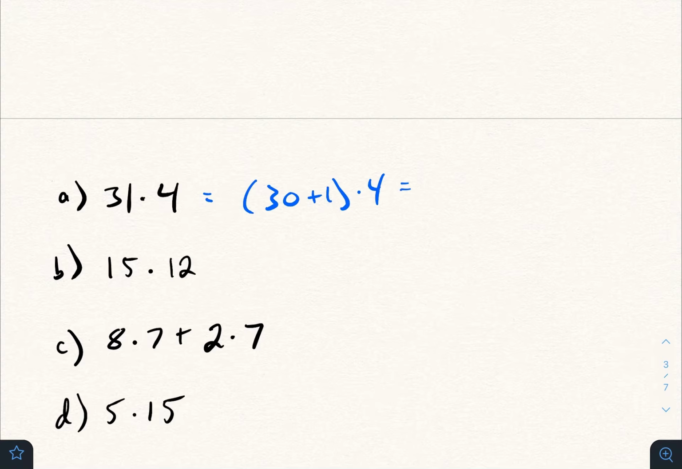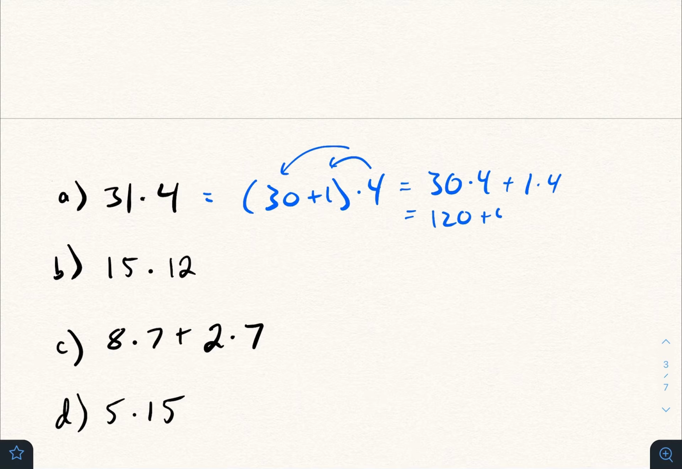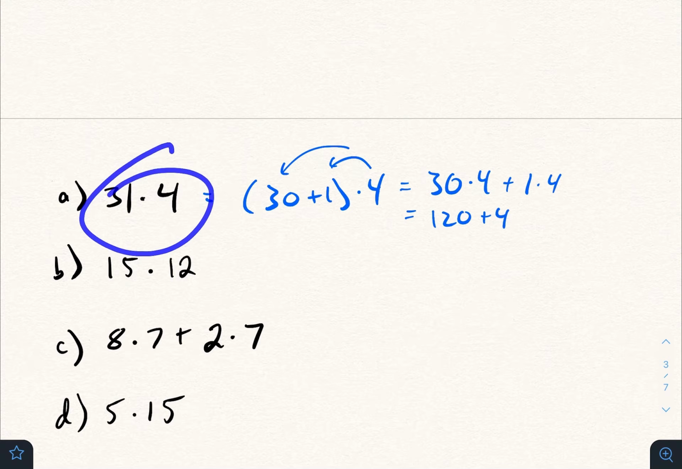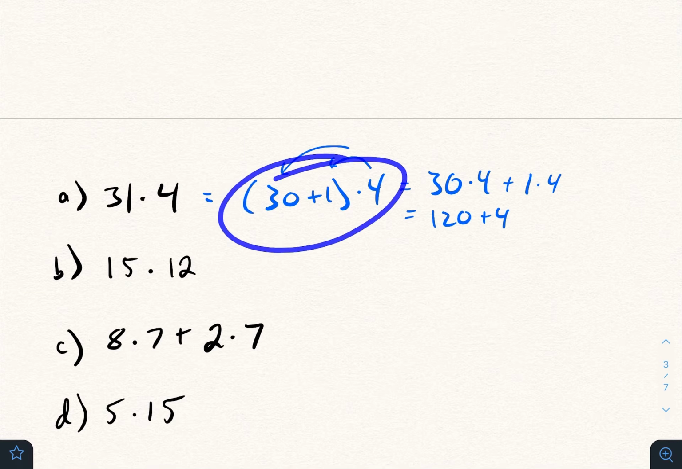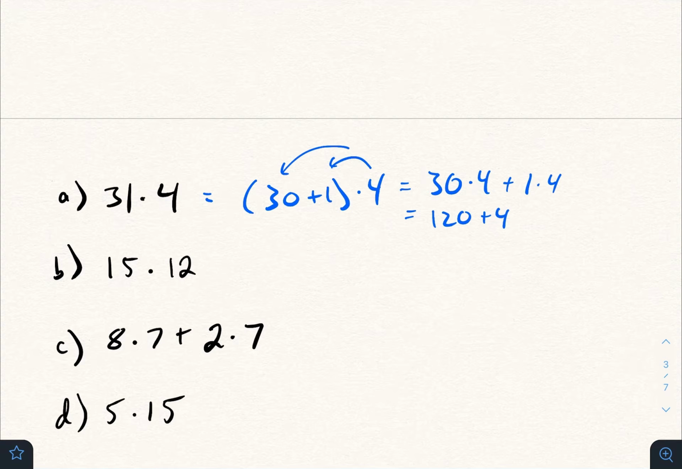And then I could just use the distributive property to distribute this 4 to both of these numbers. So this would be 30 times 4 plus 1 times 4. This is literally what the distributive property says. So this is 120 plus 4. And this is actually a lot harder to do in your head than if you were to understand how to do this with the distributive property.